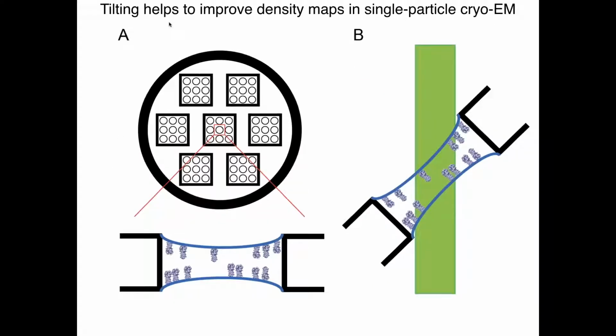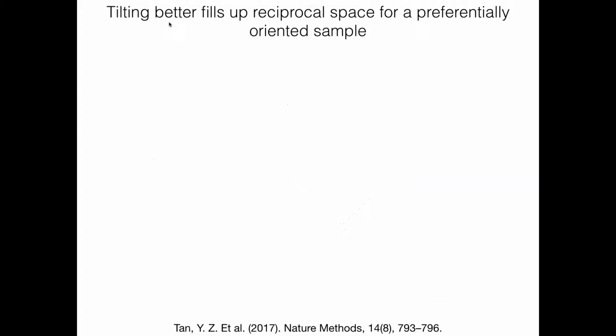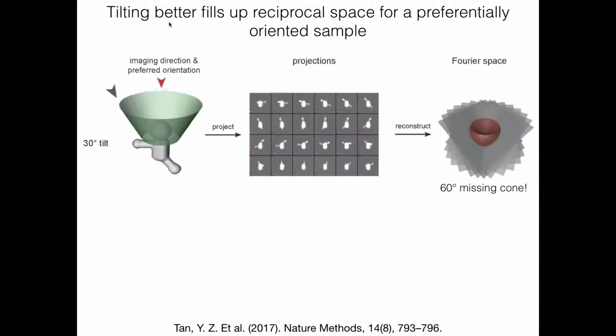Now, what we've done is we showed that you can take these specimens, adhered to one of two air-water interfaces, and tilt the sample. Because of the geometry of imaging in an EM, when you tilt the sample, you can acquire more of the different views. This allows you to better fill up reciprocal space for these preferentially oriented samples.